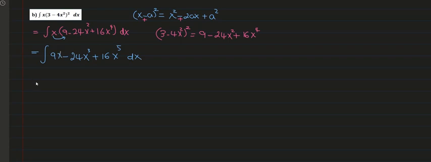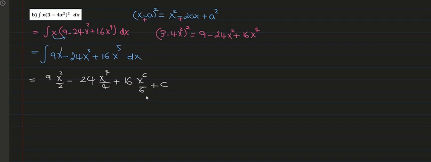Let's apply it. The 9 is a constant, so it will drop. The integration of x is, we will add to the power 1. If it has no power, then it's 1. So we will add 1 and divide. Minus 24. x is raised to the power of 3. Let's update the power and divide with it. And then plus 16, the constant will drop. Updating the power of 5, it will become 6 over 6. And all of this, we will add then plus c.